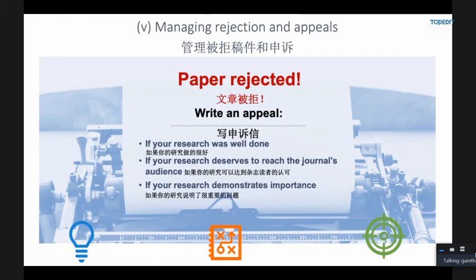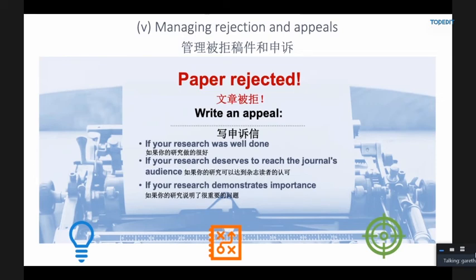Write to the editor saying, thank you for the comments. Even though my paper has been rejected, if I am able to make all the changes requested, will you consider a resubmission? Or, I disagree with some of these comments, will you consider a resubmission? Appealing is something that successful academics do all the time, and editors often change their minds.